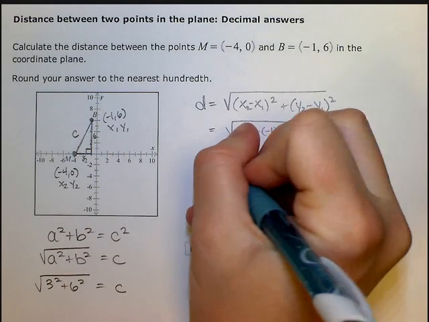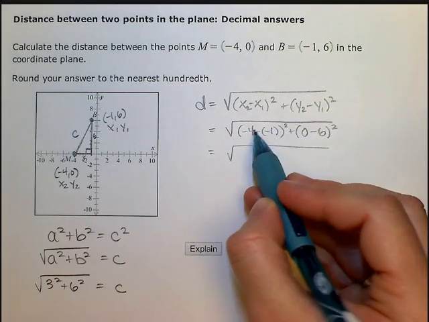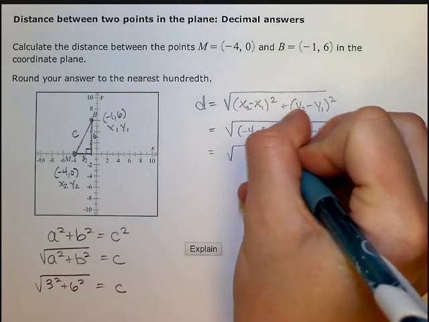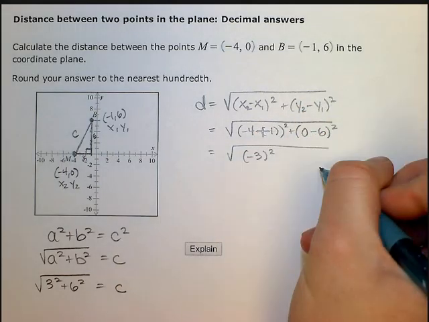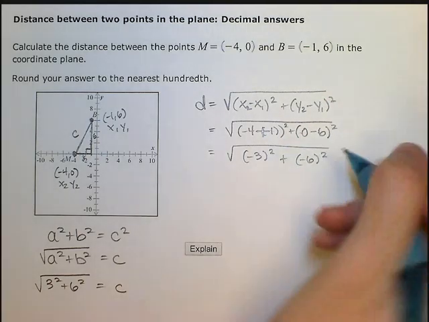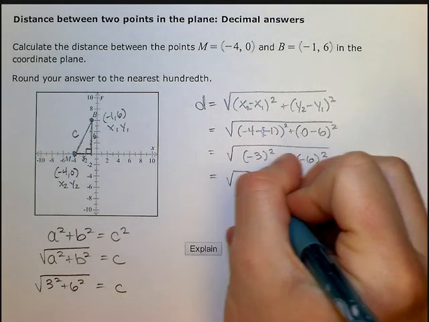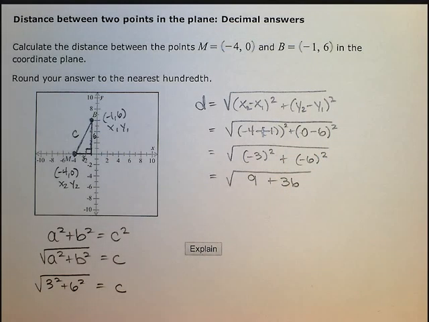So I'm just going to simplify here. -4 minus a -1 is going to become -4 plus 1, which is actually -3 squared, plus 0 minus 6 is -6 squared. -3 squared is 9, and -6 squared is 36. Which now, if you look over here, I have 3 squared, which is 9, plus 6 squared, which is 36.